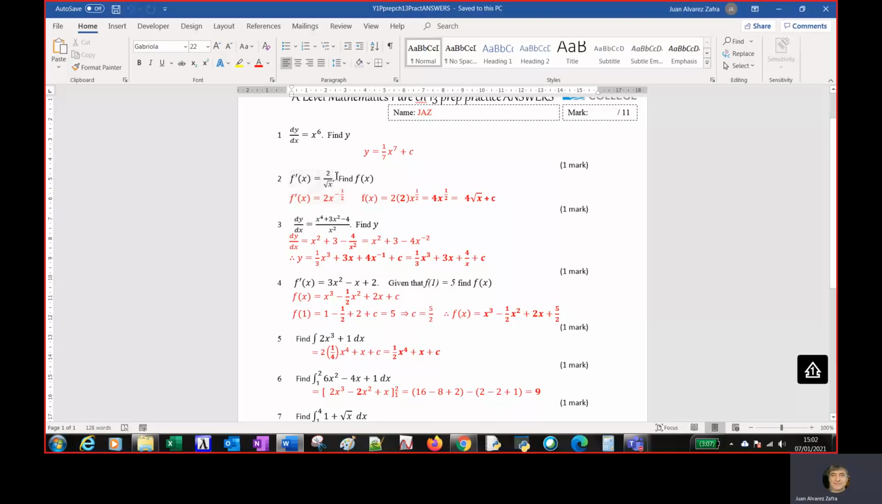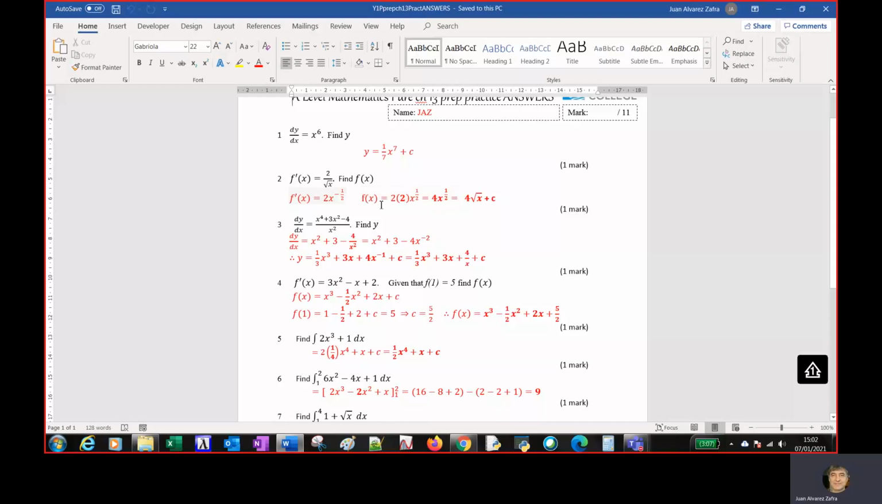Okay, question 2. What's hard about question 2 is that before integrating, just like before differentiating, we need to write down our expression as something times x to a power. So 2 times 1 over root x, or 2 over root x, is the same as 2 times x to the minus a half. And then we apply the rule for integration, which is we add 1 to the power. So adding 1 to minus a half gives us plus a half. And we divide by the new power.